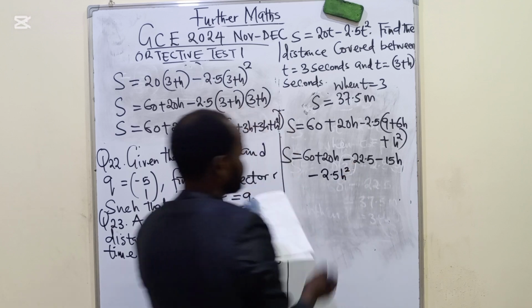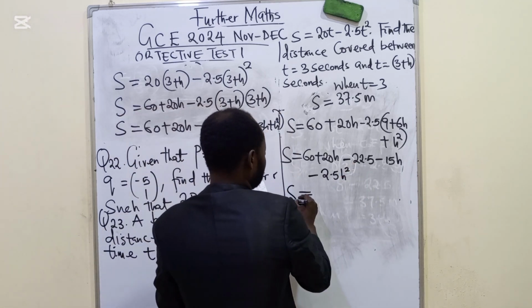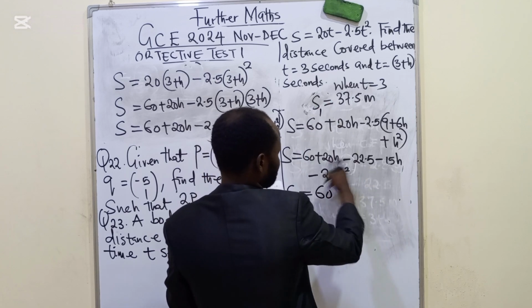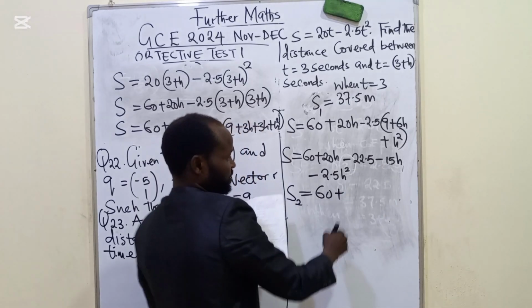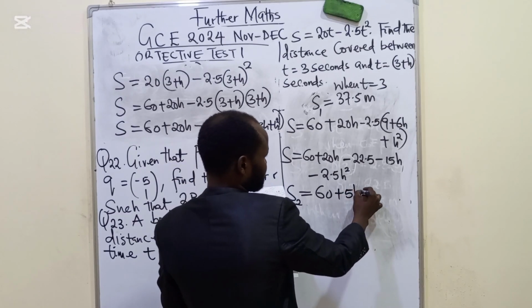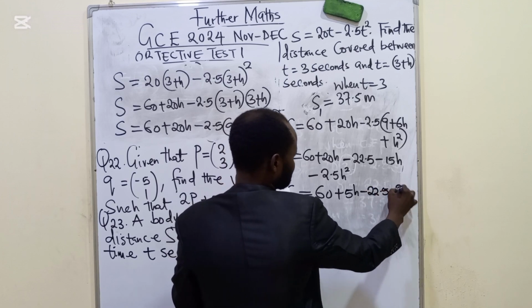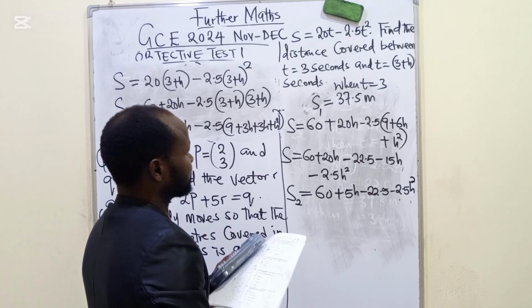2.5h squared. Very important. The distance s now, that's the second distance, this is the first distance, will be 60. We minus this, that will be plus 20h minus 15h, that will be 5h. Then minus 22.5 minus 2.5h squared. So this will be the second distance.